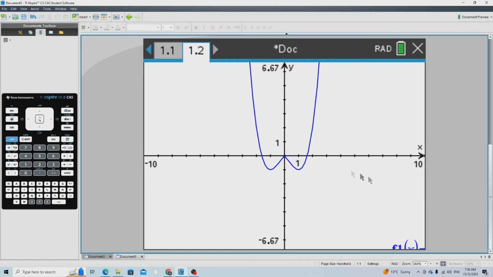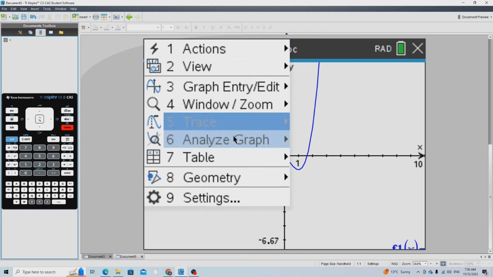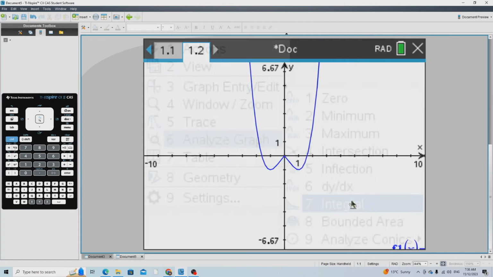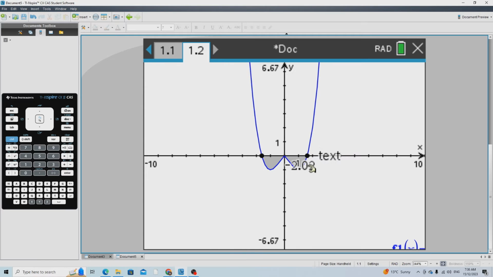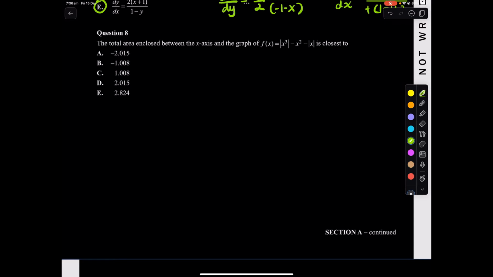Now we want the area enclosed, so the area of this and this over here. How do we do that? We just go on menu, analyze graph, and go to integral. We're going to start from here, and go to this. Of course, the area is going to be negative because it's below the axis, but remember, area is always positive, so it's going to be 2.02. Let's write that down. 2.02. So which one is your answer? Looks like D is the only closest one, 2.015. So D is your answer for that one.